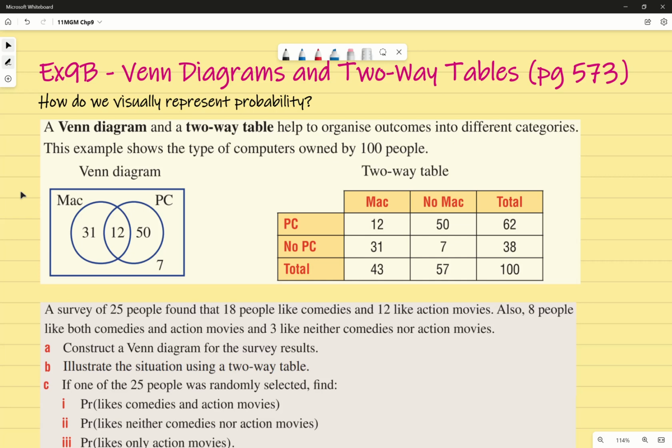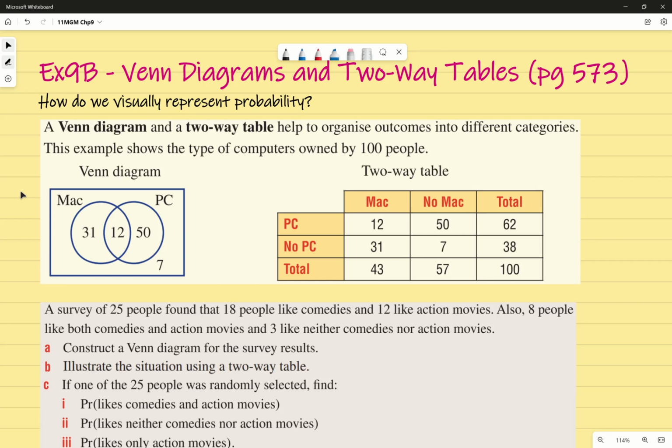This is the introduction to Exercise 9B on Venn diagrams and two-way tables, page 573 of your textbook. Today's question, as you can probably guess, is about visualizing probability. Why should we not just write down the probability? What's the whole point of using a table, using this Venn diagram?